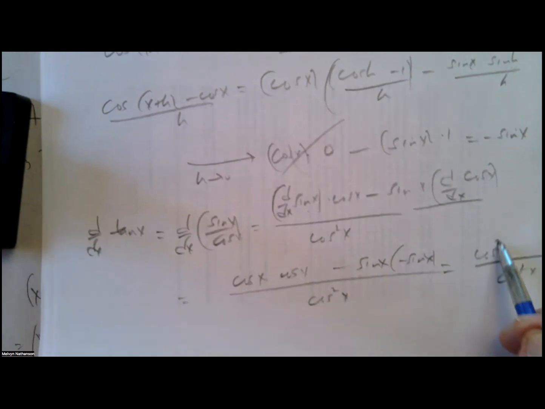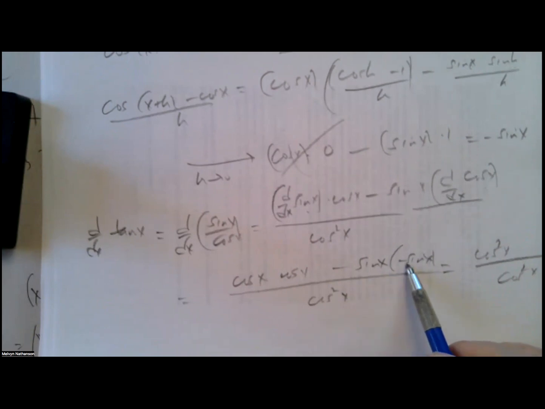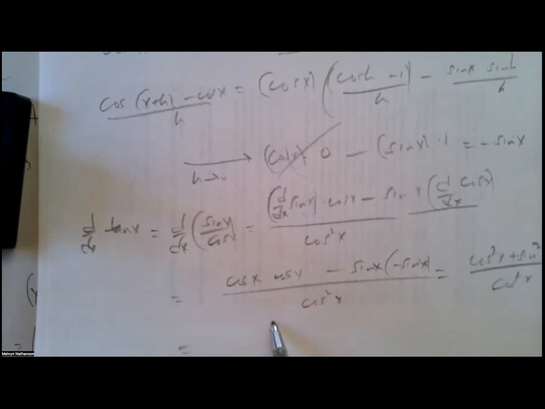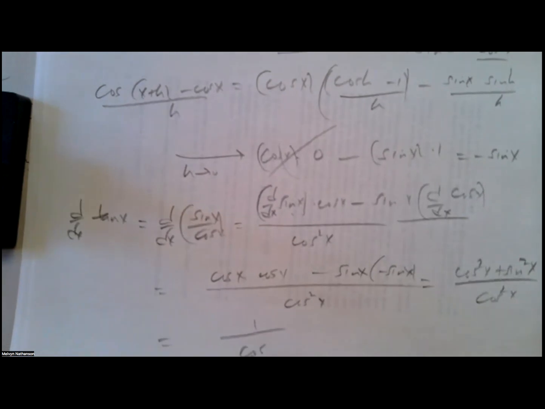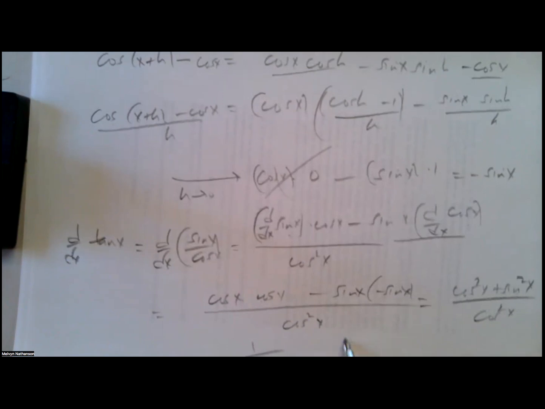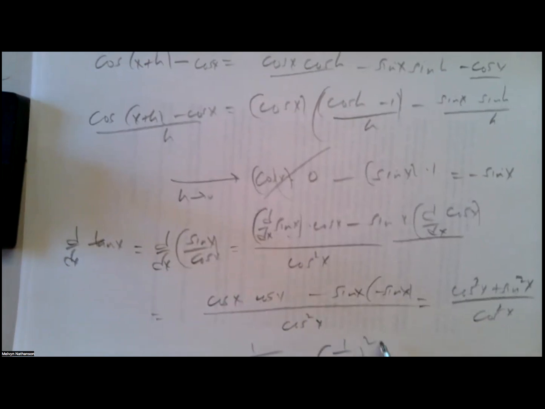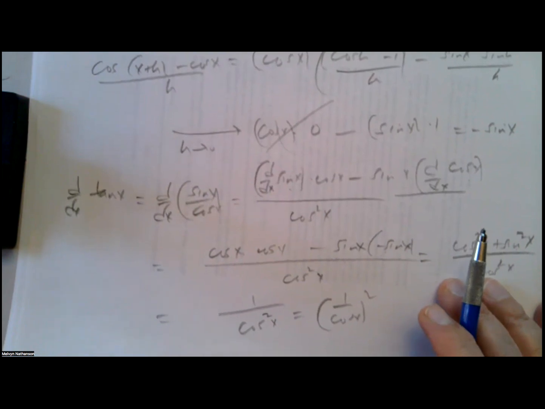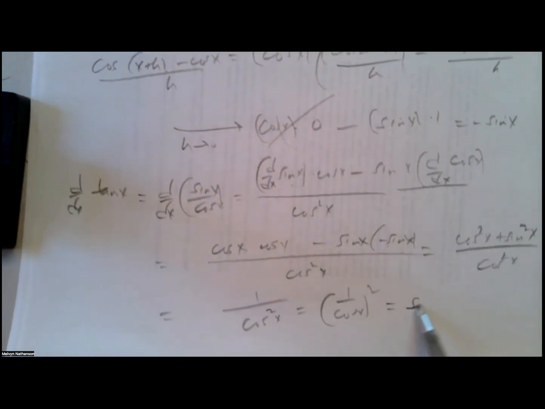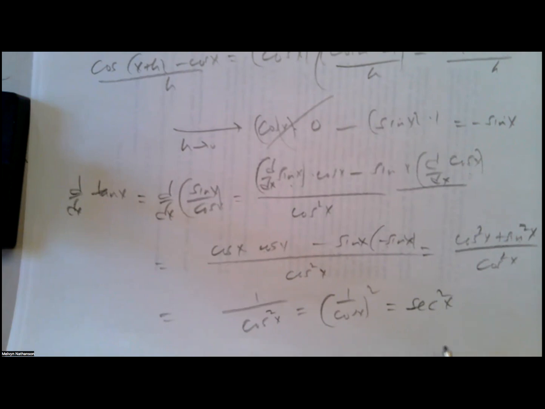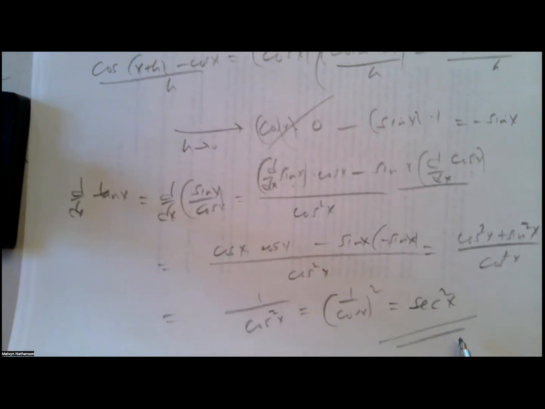Cosine times cosine is cosine squared. Minus times minus is plus. Sine times sine is sine squared. And cosine squared plus sine squared is 1. So I get 1 over cosine squared x, which is the same as 1 over cosine x squared. And you need to remember that 1 over the cosine is the secant. So this is the secant of x squared. So this is a proof that the derivative of the tangent is secant squared.